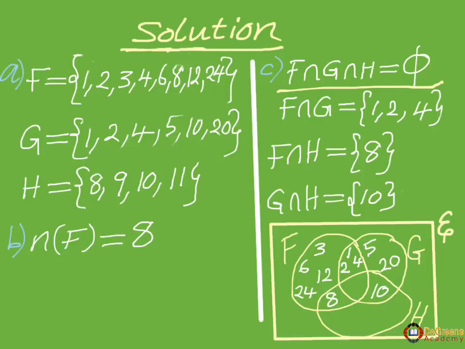And now looking at the set H and seeing the Venn diagram, we have already filled in the elements 8 and 10. So the remaining elements 9 and 11 fall in the region for H only. So our Venn diagram is now clearly drawn.